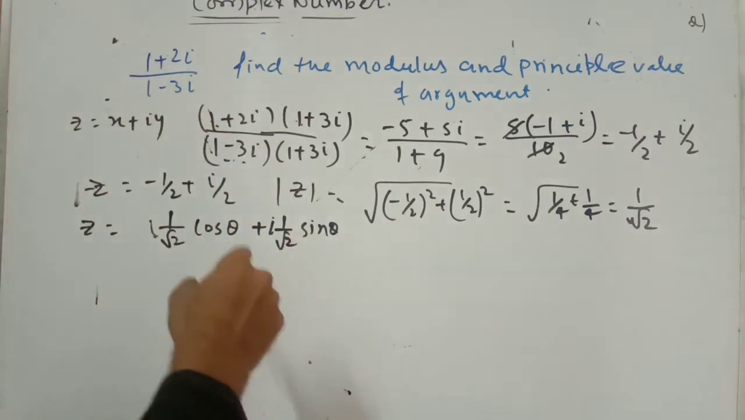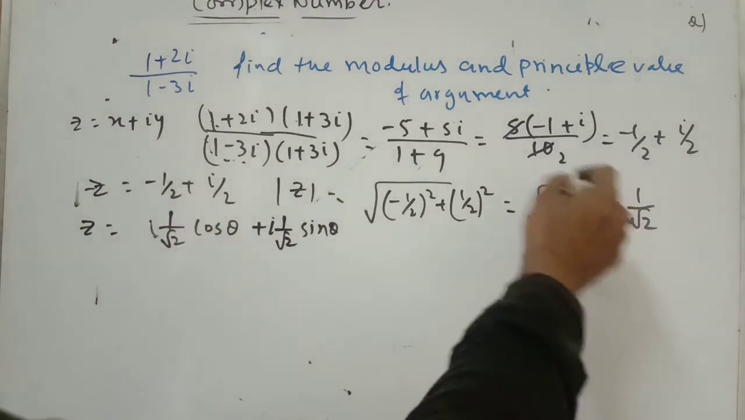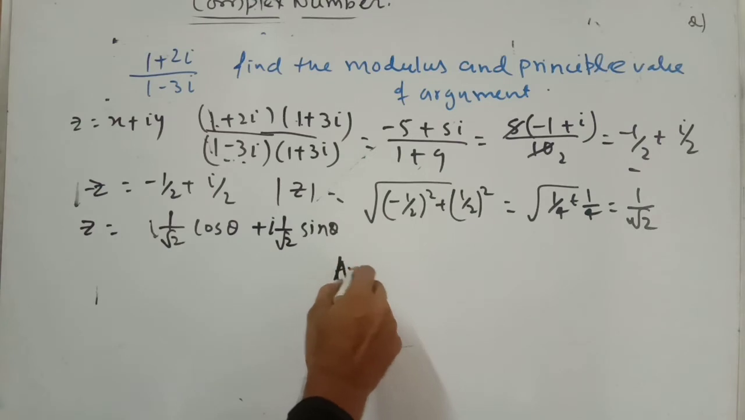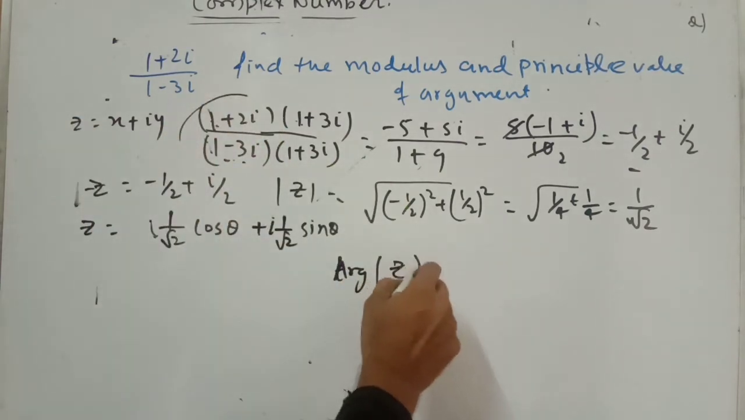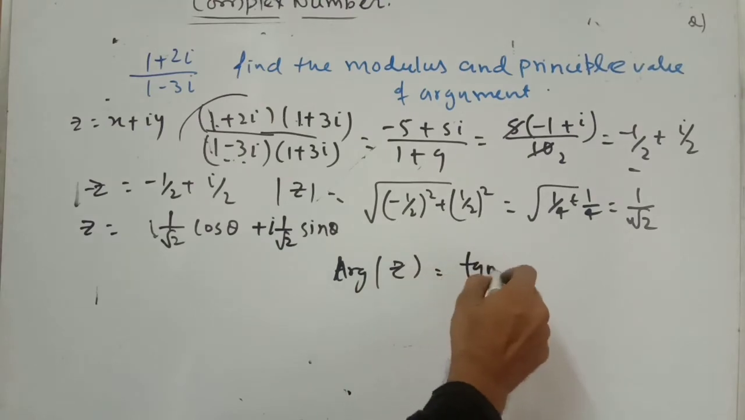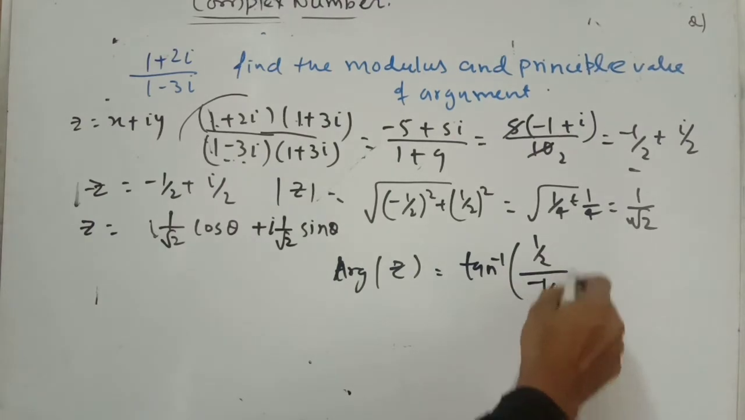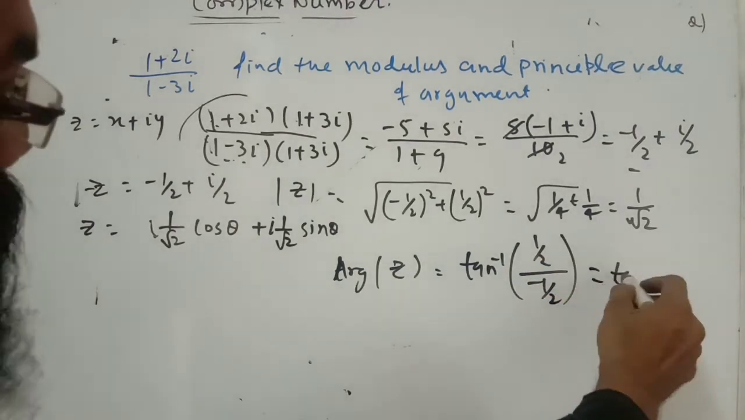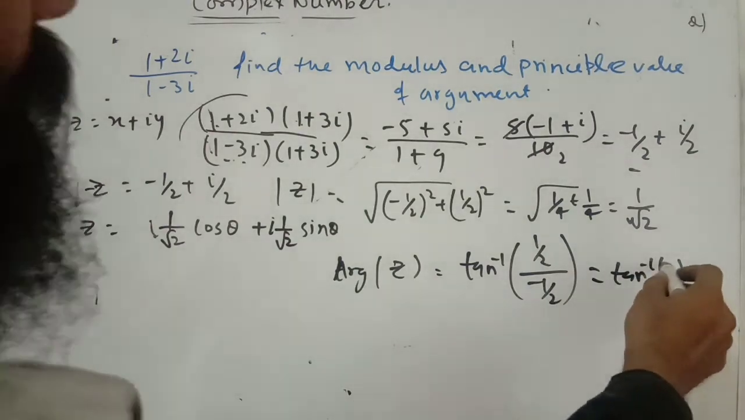So now how can we find tan theta? Obviously we already said it's becoming a new complex number, this one. So you know the argument of this new complex number, you can write tan inverse of (1 by 2) over (minus 1 by 2). So here it will become tan inverse of minus 1. Okay, so here tan theta is minus 1.